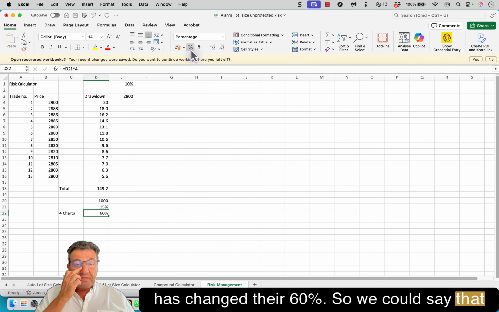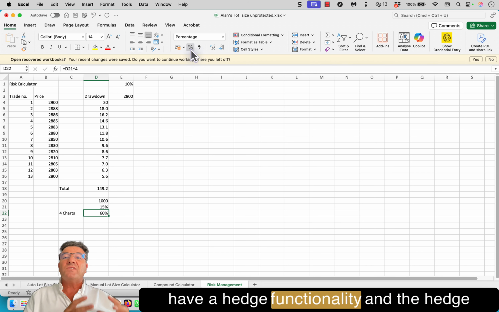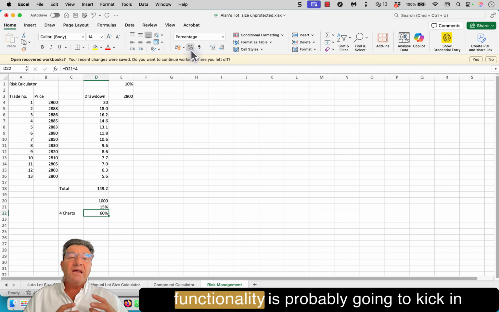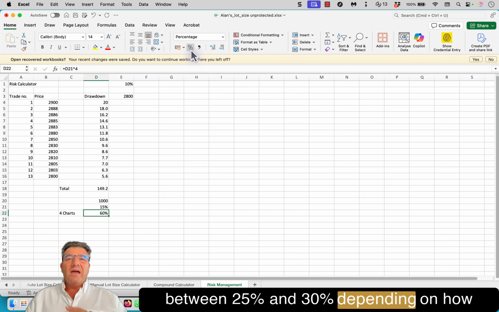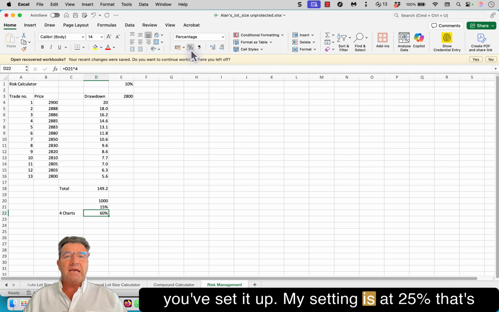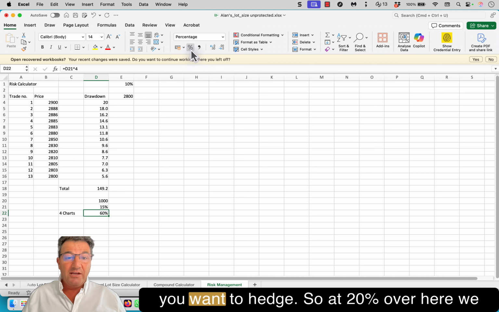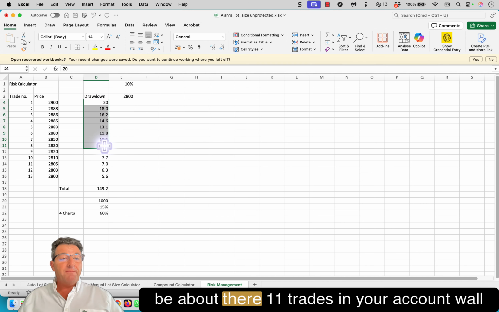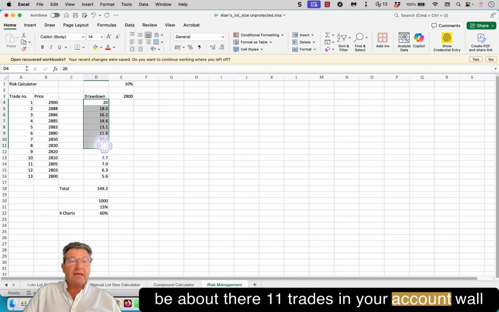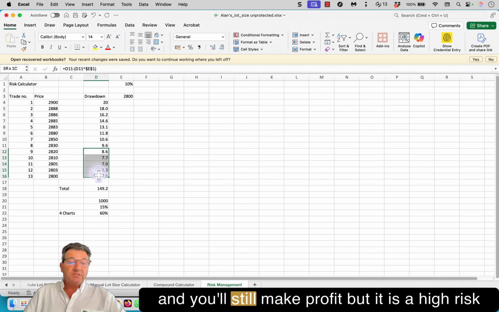So we could say that this is a fairly high risk strategy because you have a hedge functionality, and the hedge functionality is probably going to kick in at between 25 and 30%, depending on how you've set it up. My setting is at 25%. That's when I like to hedge, but it's up to you when you want to hedge. So at 20% over here, probably about there, 11 trades in, your account will hedge. And your robot will still continue to trade, and you'll still make profit, but it is a high risk setting.